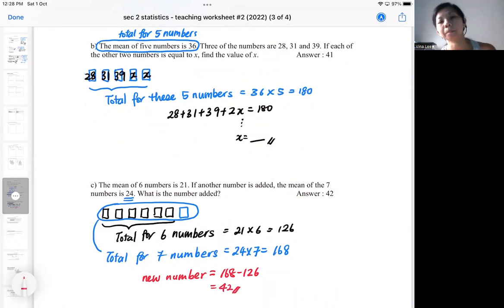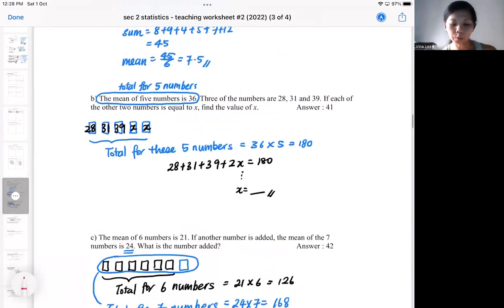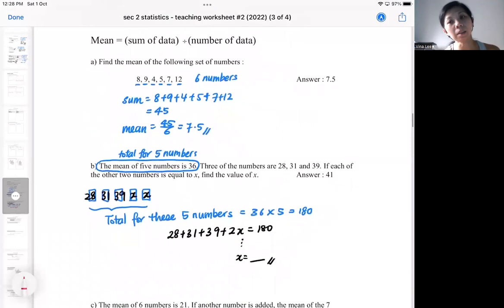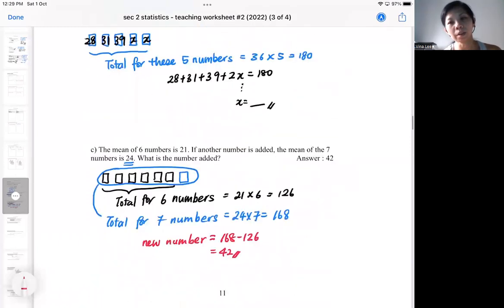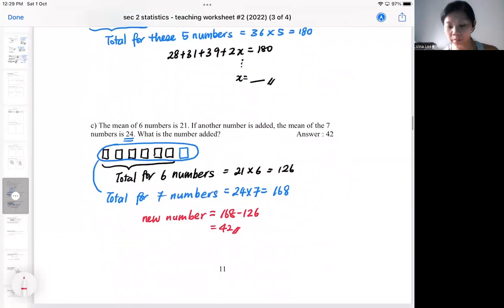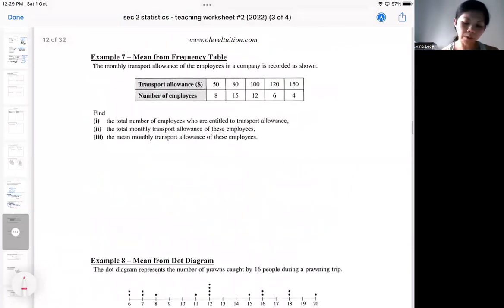Okay, so that's how you should relate mean. Mean is like average. Whenever average is given to you, you relate it to the total. Of course, you'll be asked to calculate mean in a variety of ways. You can be asked to calculate mean from a frequency table, or from a dot diagram. It doesn't change the idea. If you need a mean, you will need the total. So do some interpretation first.